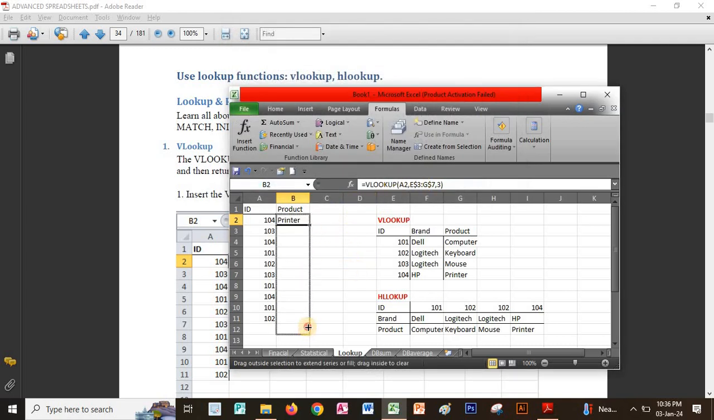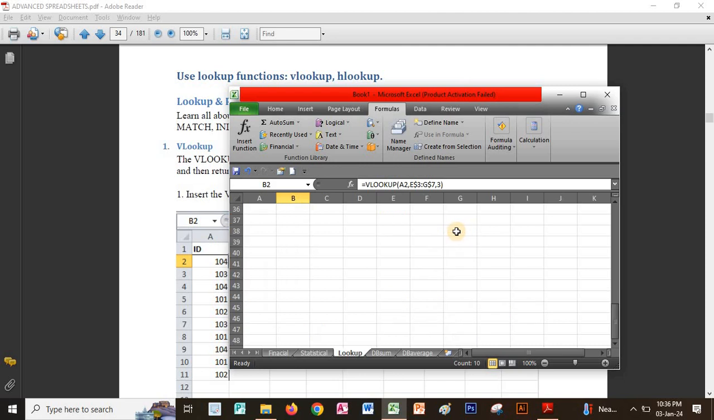Let's see whether it works out. 103, is it mouse? Yes, 101 is a computer, like that. You can see that it has been matched.